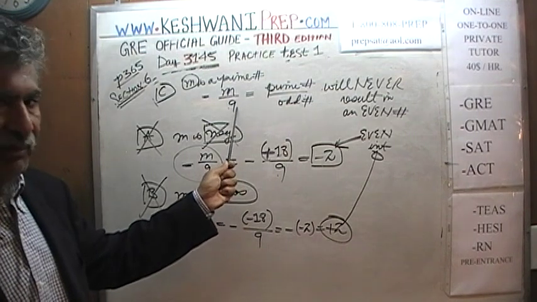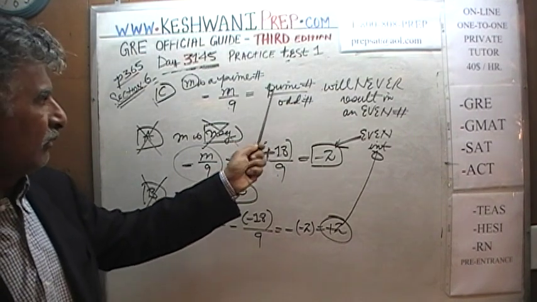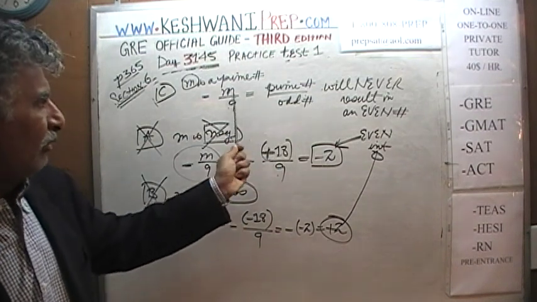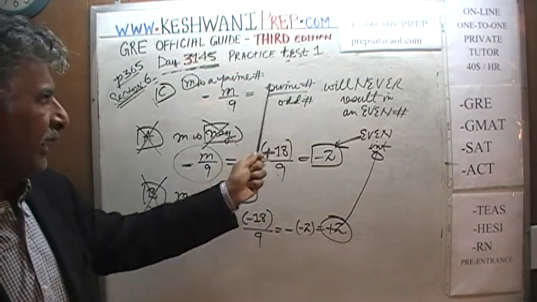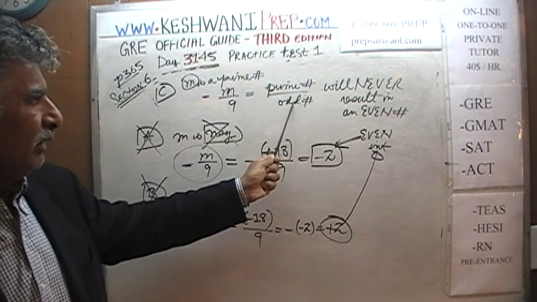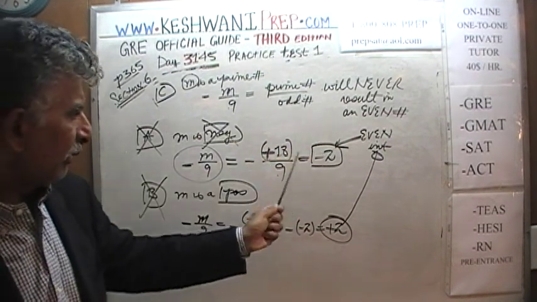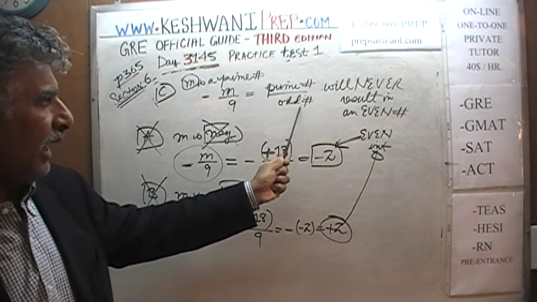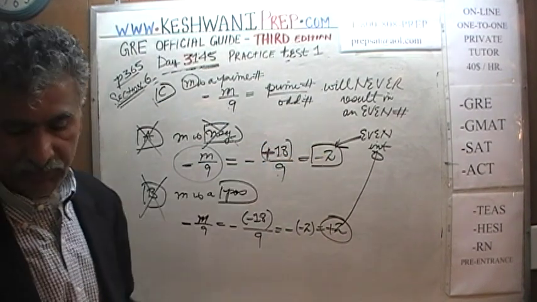So the lowest number that is 2 times the bottom, in order for us to get an even quantity out of this one, the lowest value that m can take is 18 if we're working with 9. 18 divided by 9 will give us an even quantity, as we saw a little while ago. But that is not a prime number. If you divide a prime number by an odd number, you will never result in an even number.